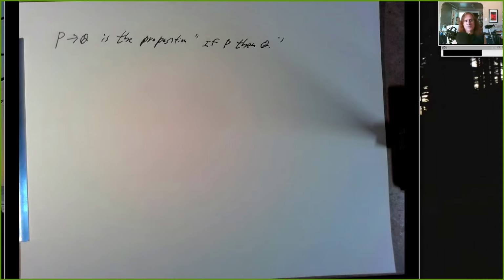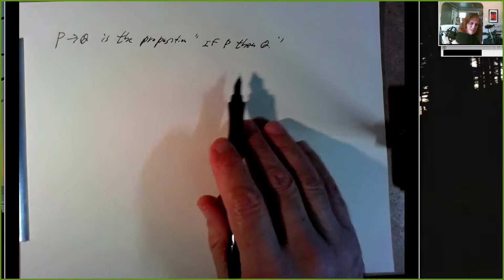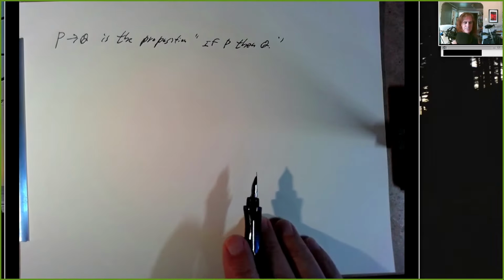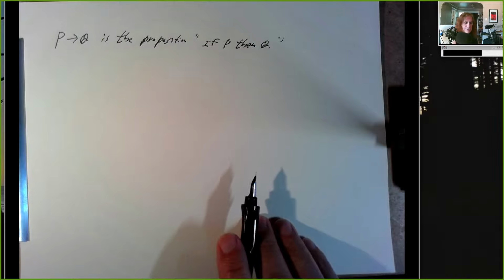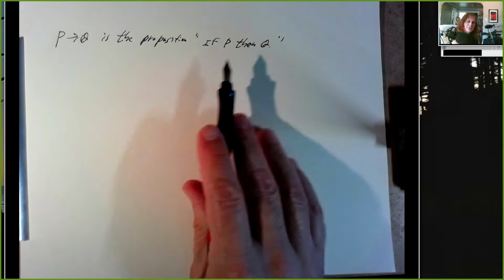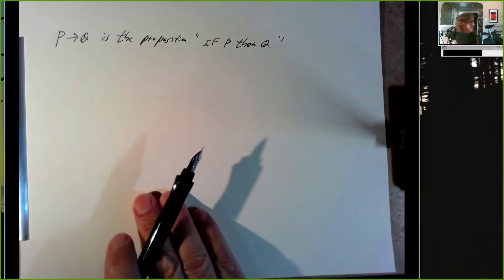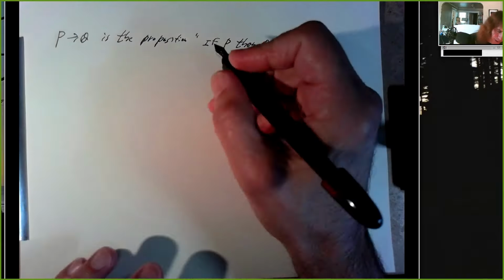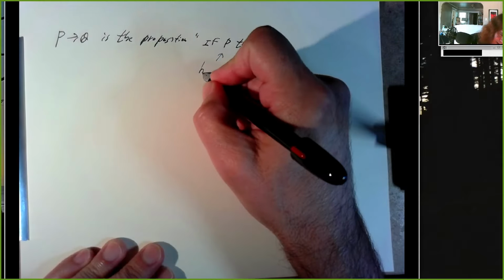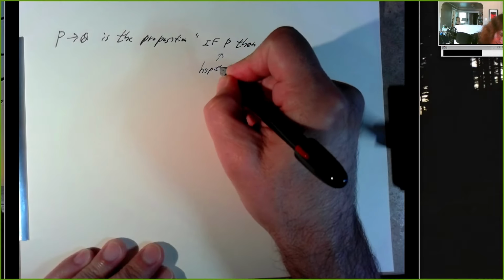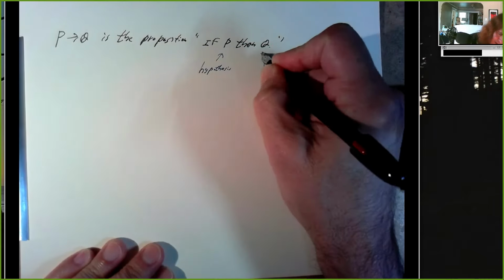And it mostly works the way we would expect from reading this in English. It means that if P is true, then Q is true. Okay? This is not necessarily a true proposition, but it is a proposition. Okay? And this is called the hypothesis. And this is called the conclusion.